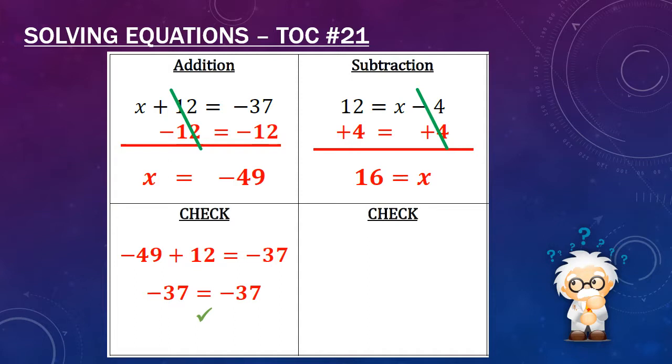If I plug it into my original equation, instead of x, I'm going to replace that with 16. Now I just have to ask myself, what is 16 minus 4? That equals 12. And I already had 12 on the other side. If I have the same answer on both sides, that tells me my answer is correct. And that's all you're doing. You're solving to find out what x equals, and then checking your answer. So that's addition and subtraction, probably the easiest side of things.